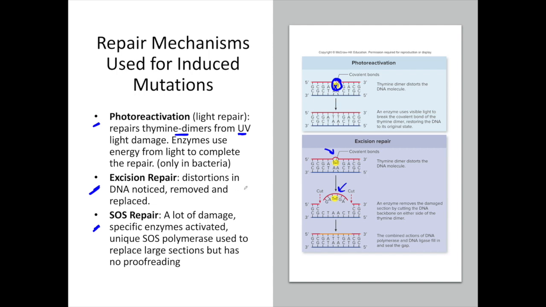And so it's excision repair where instead of 4 or 5 bases, we might have 20 or 30 bases that need to be repaired, and that's going to require a different enzyme. So that's known as an SOS polymerase.